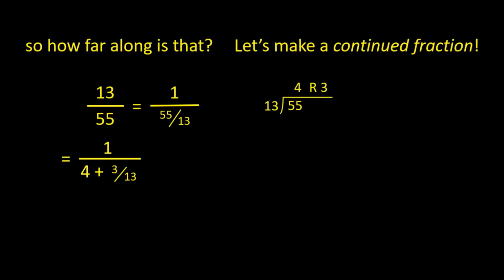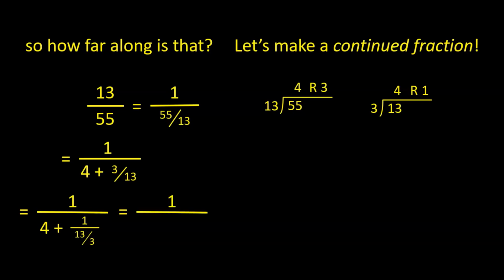So we're going to write our fraction again as 1 over 4 plus 1 over 13/3. Again, 13/3 is an improper fraction, so we have a division problem to do. 3 goes into 13 4 times, and 4 times 3 is 12, so that leaves a remainder of 1. Now we can rewrite our fraction again as 1 over 4 plus 1 over 4 and a third.